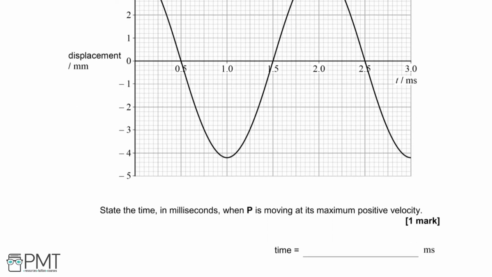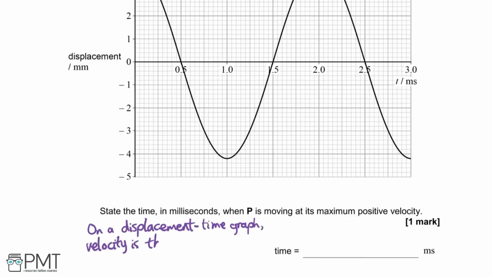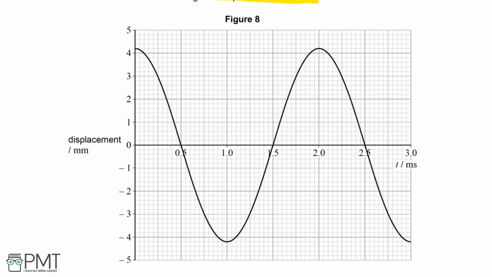State the time in milliseconds when P is moving at its maximum positive velocity. Now remember, velocity on a displacement time graph is the gradient. So let's write that down first of all. So velocity is the gradient of the graph. And remember that where displacement is a vector, velocity is also a vector. So we need to take into account that that velocity could be negative as well.